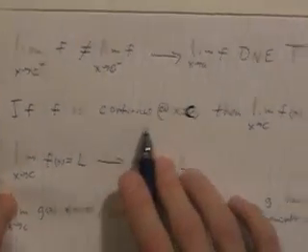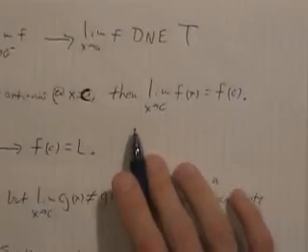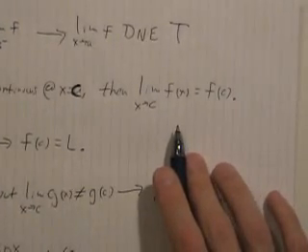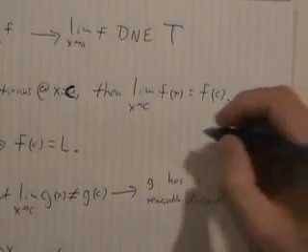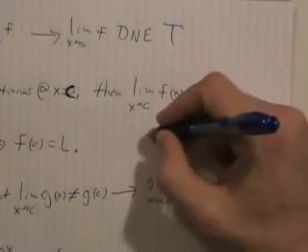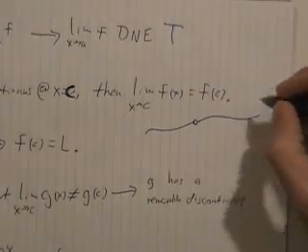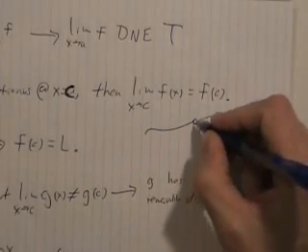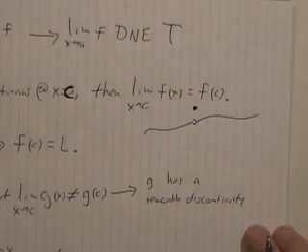If f is continuous at x equals c, then the limit as x approaches c is f of c. That's false, because you could have a situation like so, where the limit exists, but the value is something else at that point. So that's false.